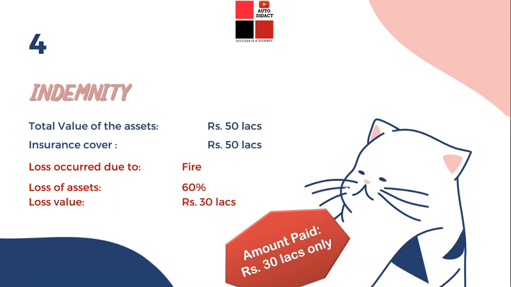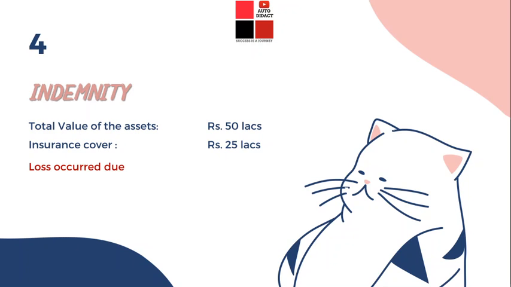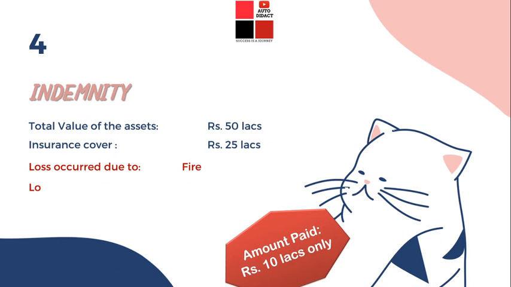Third situation is when the insured has bought the insurance of 25 lakhs for the goods of value 50 lakhs. Actually, he has got the insurance cover for 50% of the assets. Assuming that all of the goods won't be destroyed if any mishappening takes place, in this case, upon the occurrence of loss, the insurance provider will pay 50% of the total loss value.